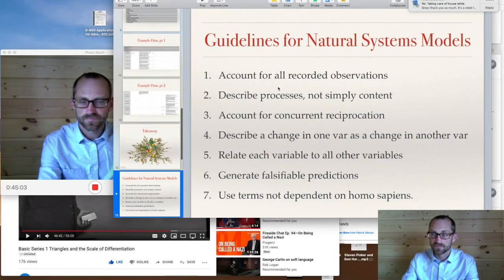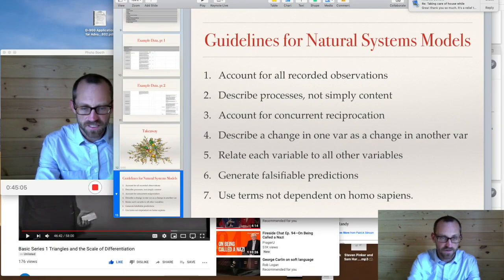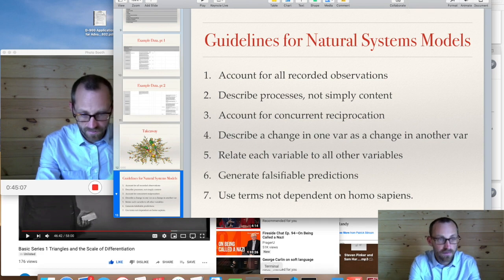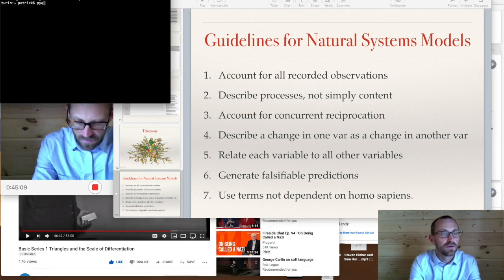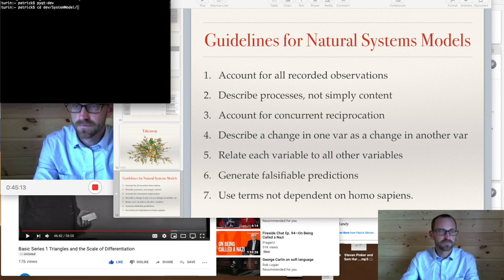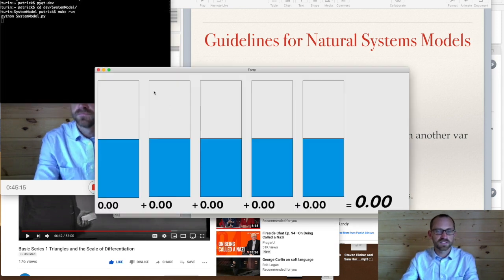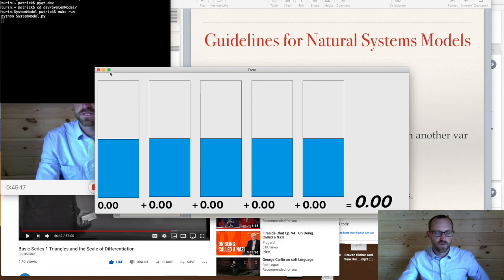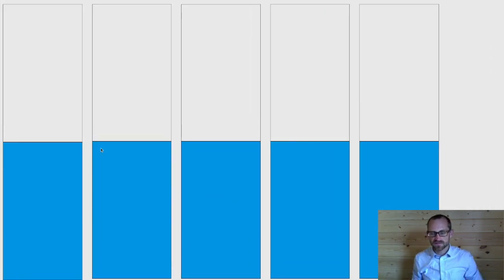Forgot to get this going before I started, but that's okay. Let's see. So this is just a demonstration I built to prove a point. This is a systems model. This has the characteristics of a systems model, I would say.